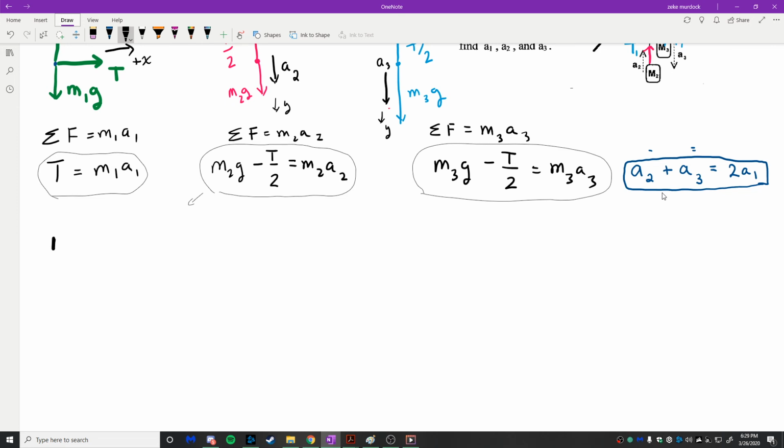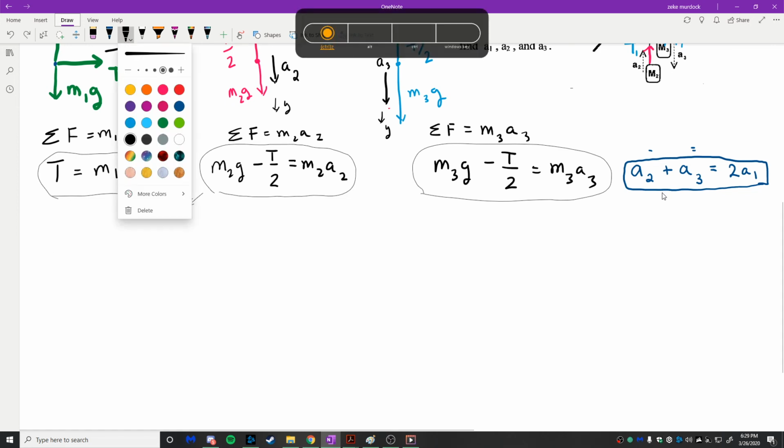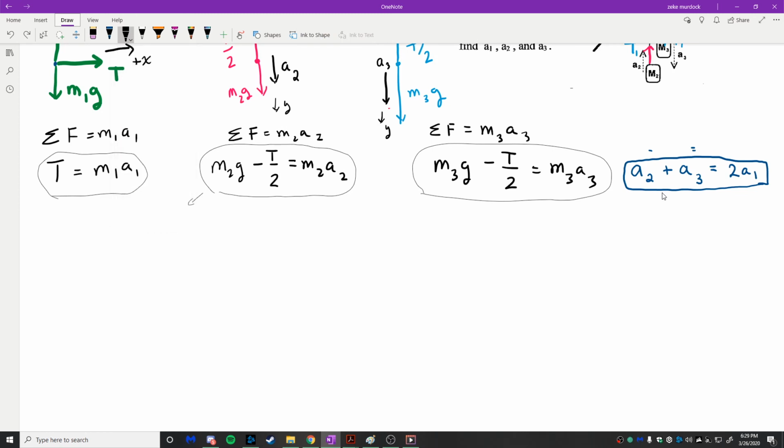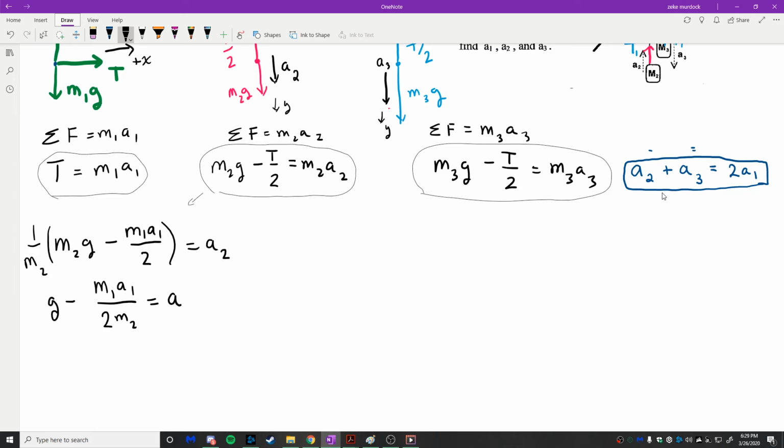this one's going to become, oh no, let's go to the thinner ink. Okay. This equation is going to become M2G minus M1A1 divided by 2. But I want to get A2 by itself, so I'm going to divide everything through by M2. So we'll multiply this whole thing by 1 over M2 and say that's equal to A2. So that means that A2 is basically just going to be G minus, so that's A2.